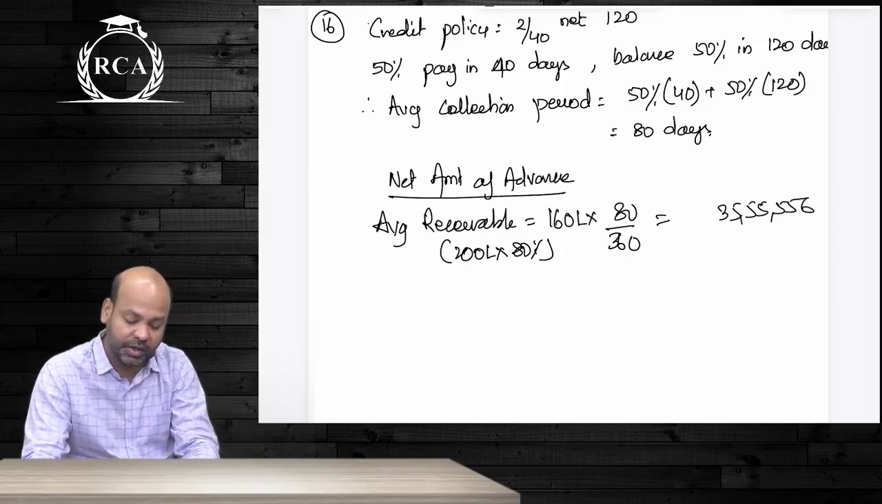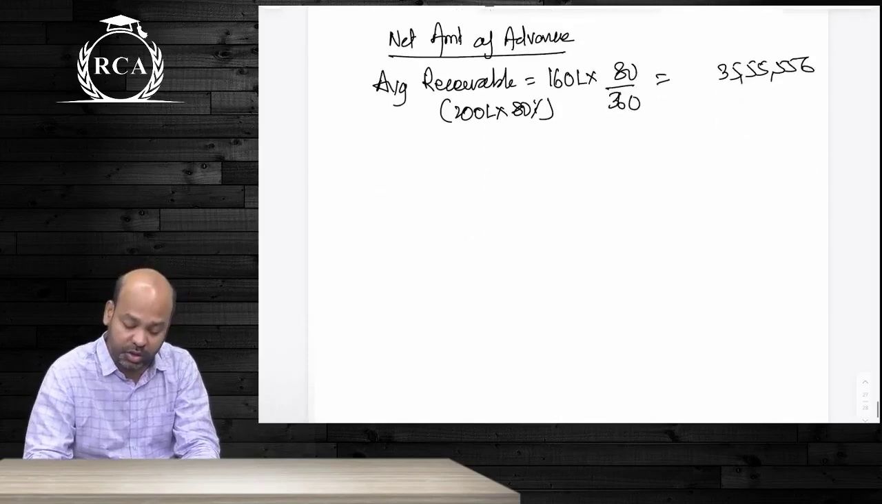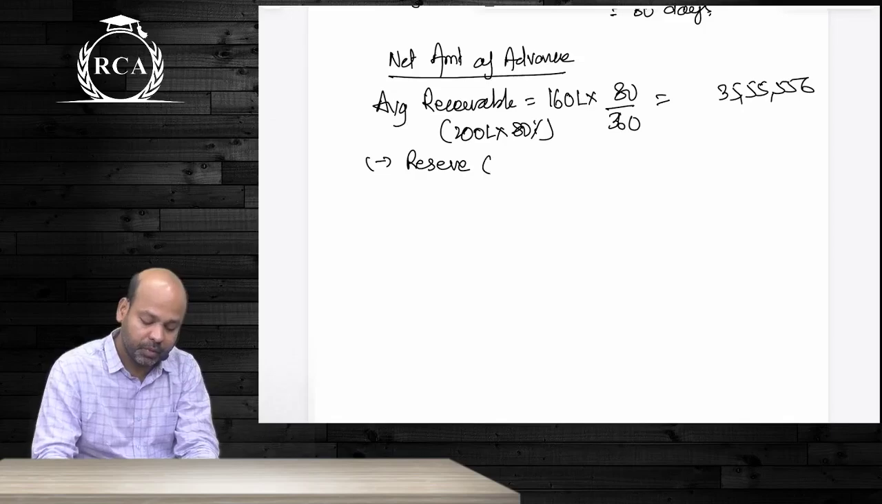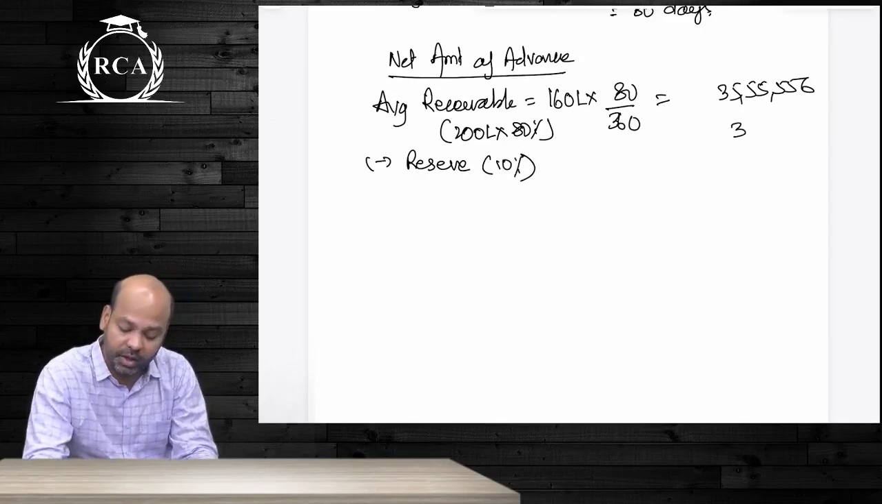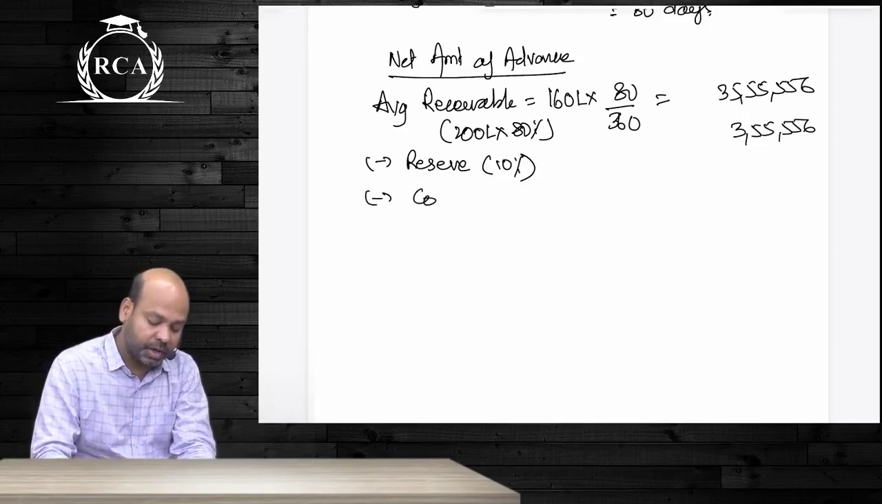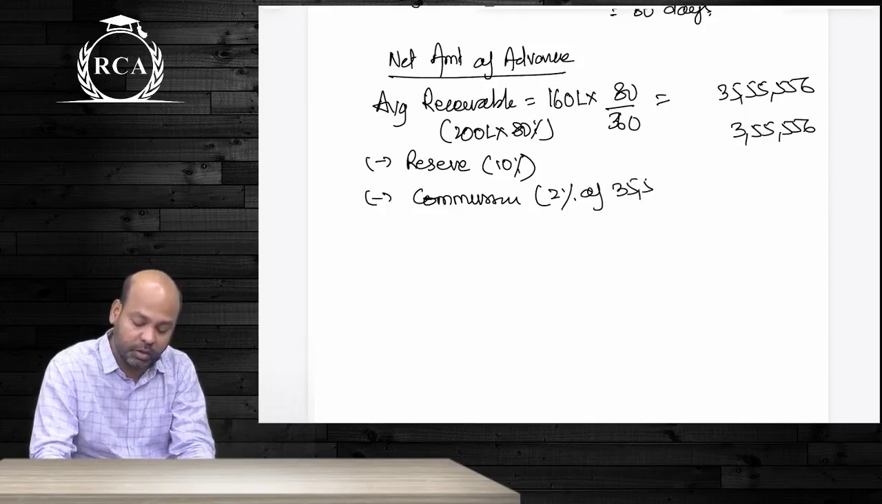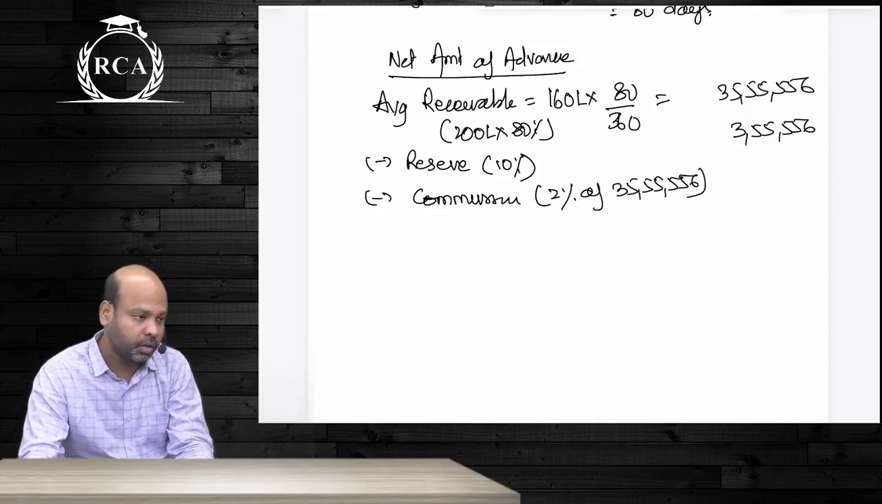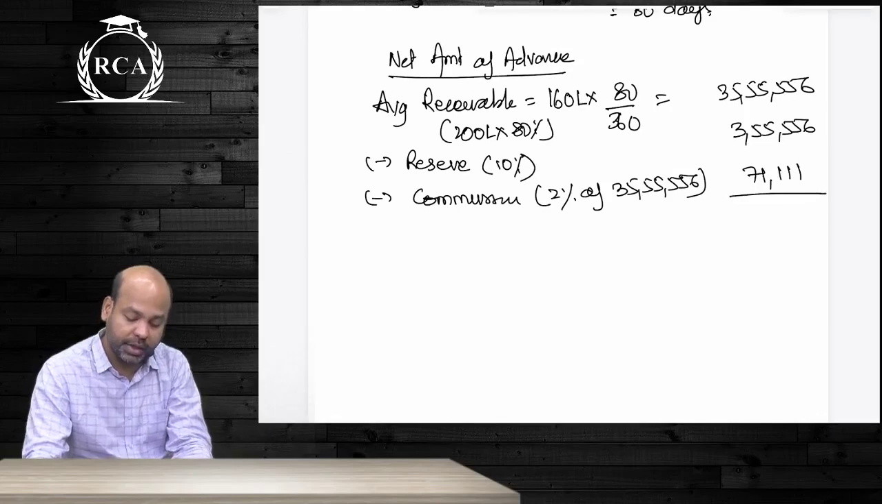55,556. Are they giving us the entire amount or is there a reserve portion here? Reserve. How much is the reserve that they are withholding? You will take 10% of this, but 3,55,556. How much is the amount of commission that they are charging? 2%. This 2%, guys, will be on the net amount or on the gross receivable? Gross receivable. 71,111. ये net difference बोल बेटा अभी.